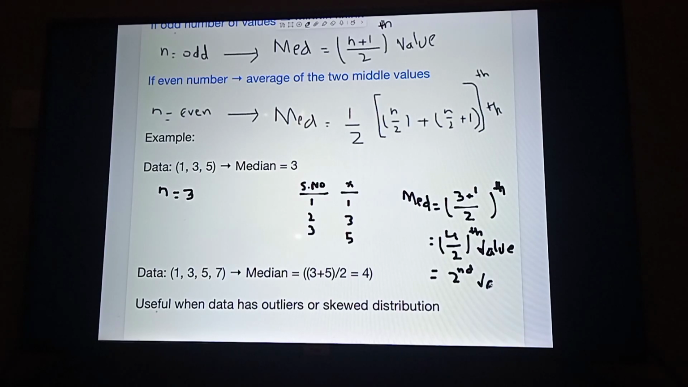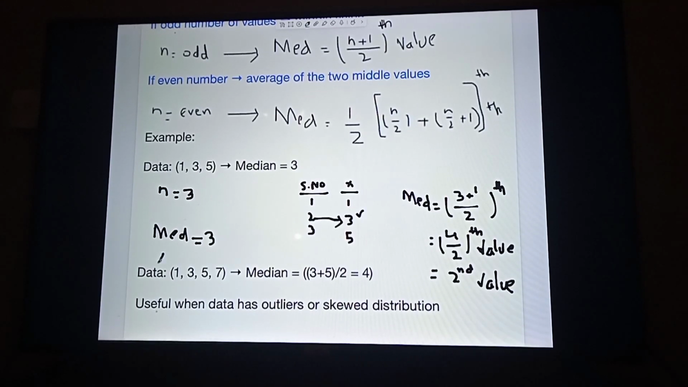Meaning that here in serial number you will pick the second value. So this is the second value. The second value is 3. So median is equal to 3. This is the median now. Median is equal to 3. Number of observations are 3 and the median is also 3.